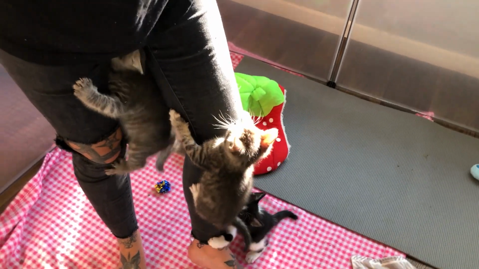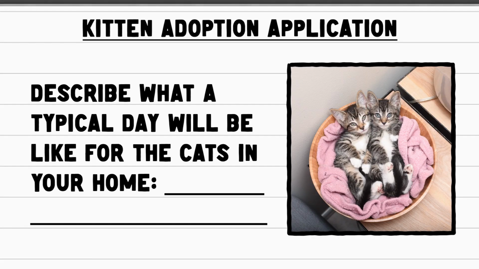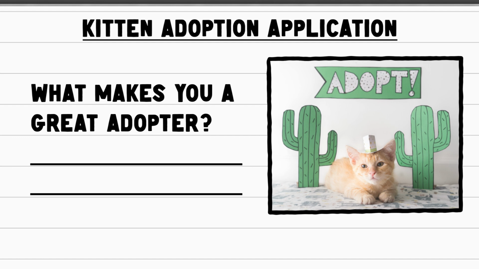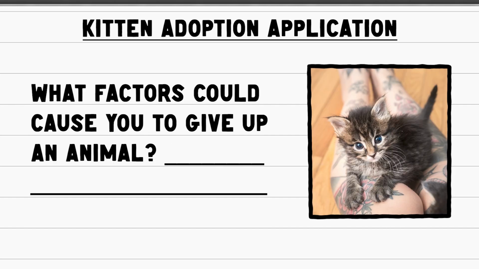Now let's talk about those open-ended questions. I love open-ended questions that really give the applicant an opportunity to paint a picture of life in their home. For instance, you can ask, describe what a typical day will be like for the cats in your home. Another question I love is, what makes you a great adopter? These are really broad questions, and that's often where people have the chance to shine. Another question I like is, how long have you been thinking about adopting, and why is now the right time? I also ask, what factors could cause you to give up an animal?